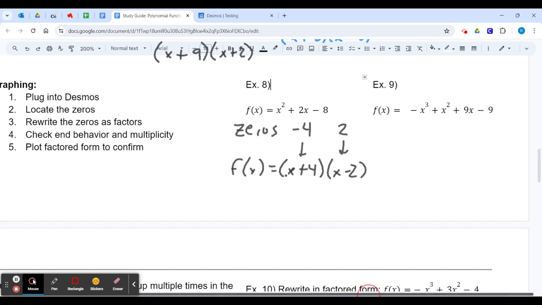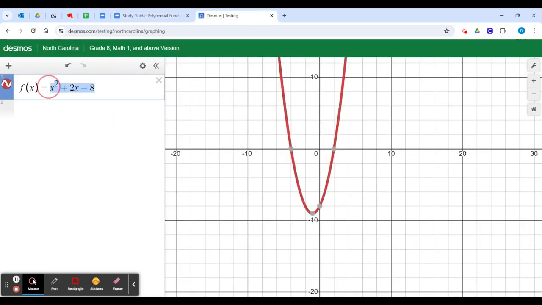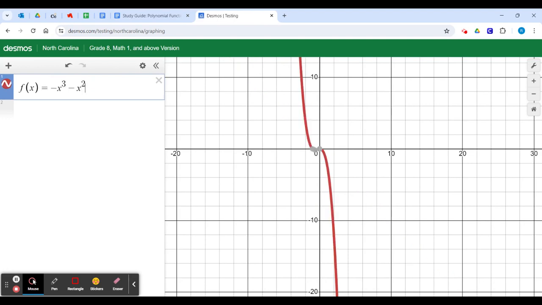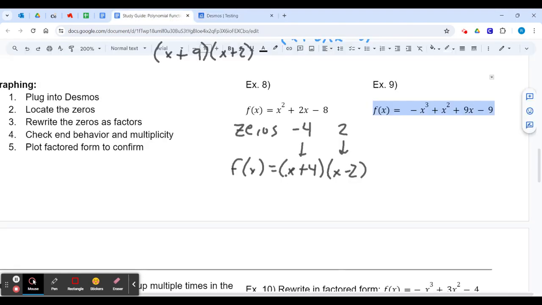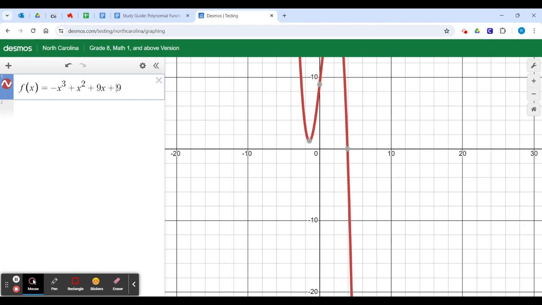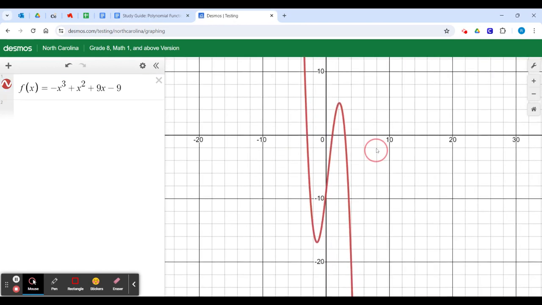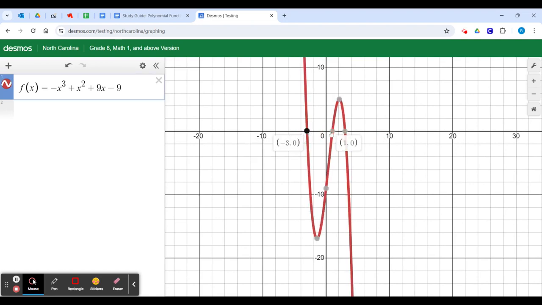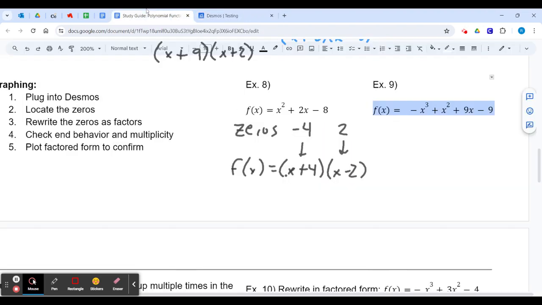With this next problem, example 9, there's going to be a little tweak at the end, but let's start it the same way. Throw it into Desmos, see what's going on. So I have negative x to the third minus x squared plus 9x minus 9, I think that's right, and this negative was flipped as well. So I look at this graph. I have zeros at -3, positive 1, and positive 3. So I'm going to write those zeros out. We had -3, positive 1, and positive 3.